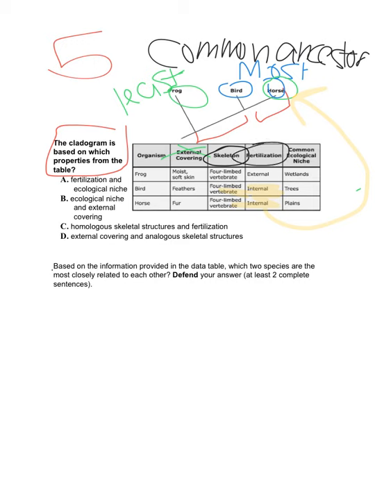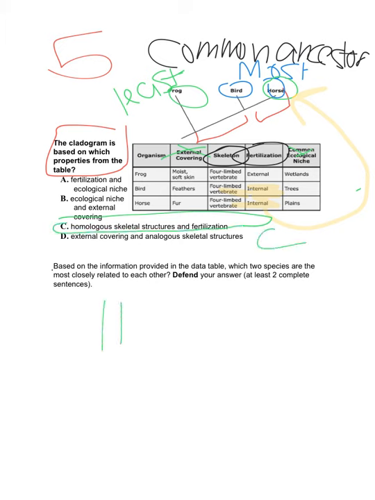The last one, common ecological niche. Again, not very important, the meaning behind that. But let's look. We have wetlands, trees, and plains. Same as the external covering. Can we use that to tell relationships? No, because they're all different. So that doesn't give me any clues about who's related to who. So we're down to looking at skeleton and fertilization. And that is answer choice C, as in cat.